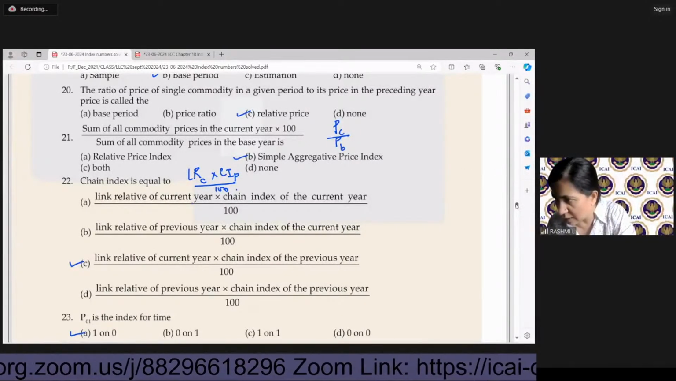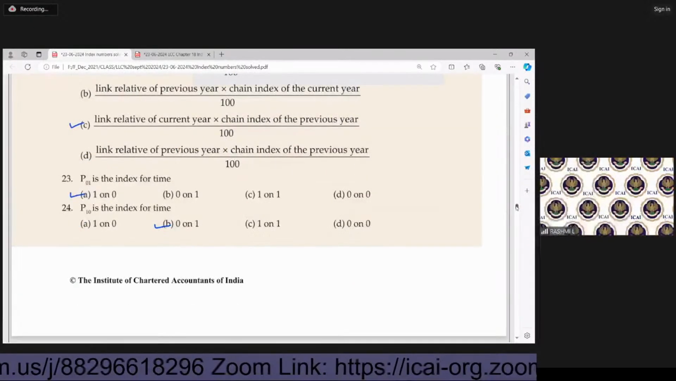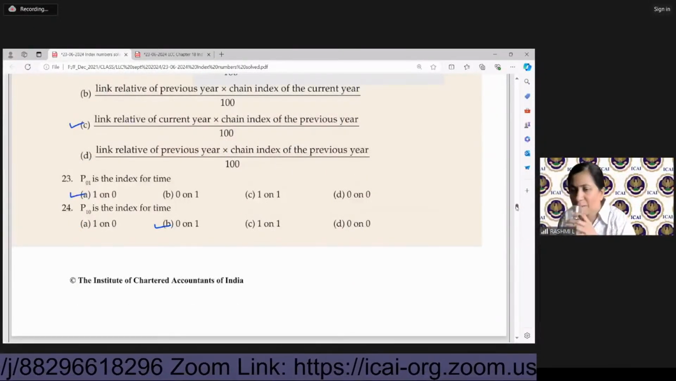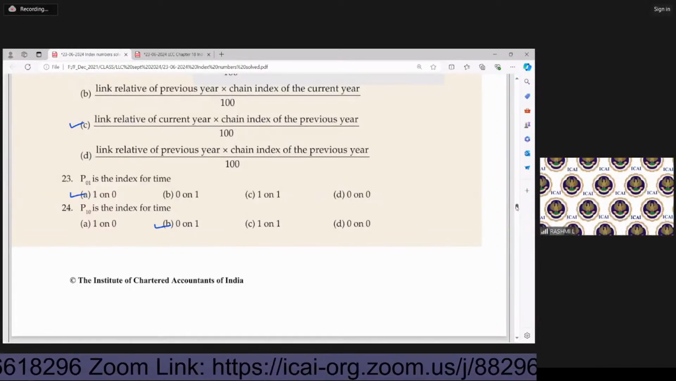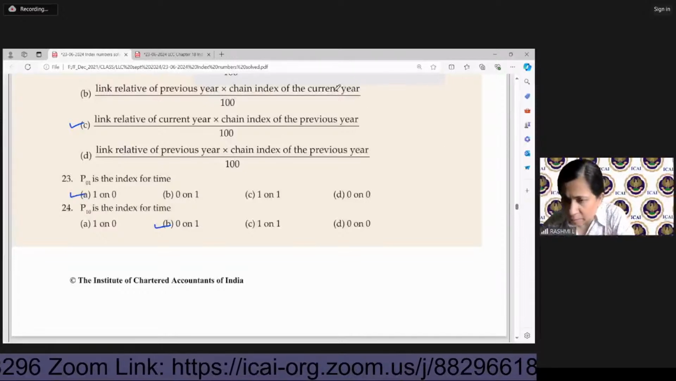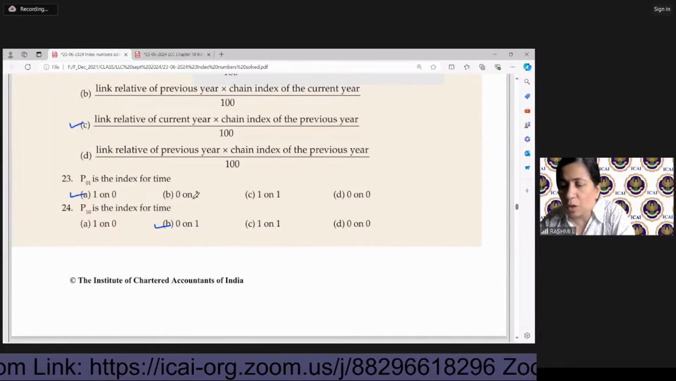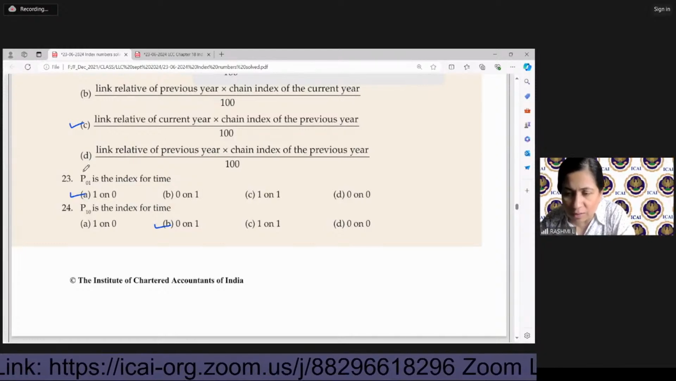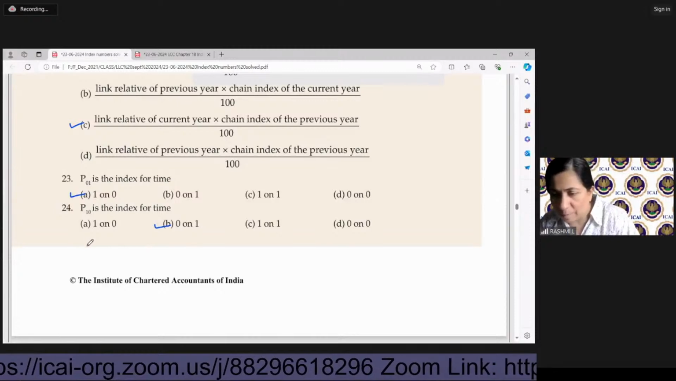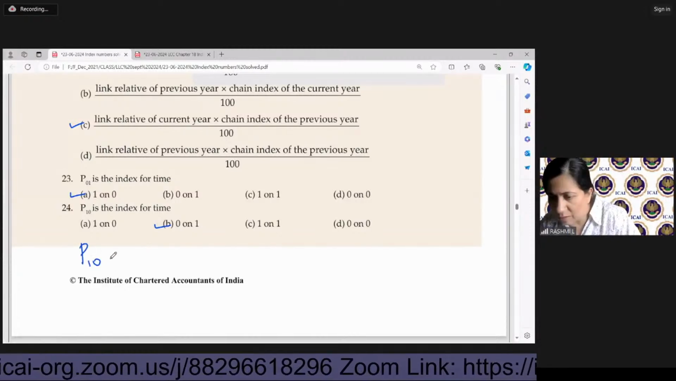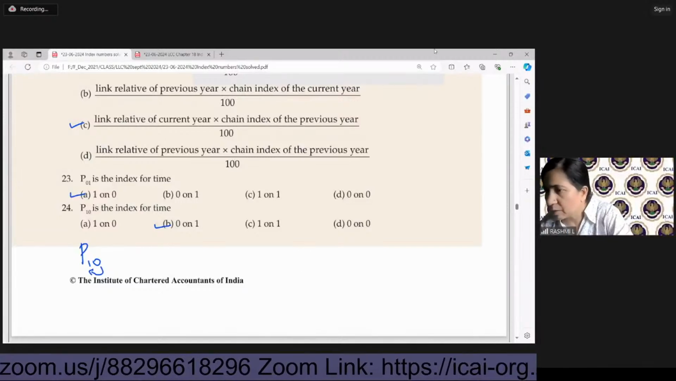This also sir was telling, 0, 1, 1, 0, the 23rd and 24th question. You can see. P01 is 1 on 0, or 0 on 1? It is 1 on 0. P10 is 0 on 1. Okay. P10 is 0 on 1. Is that clear?